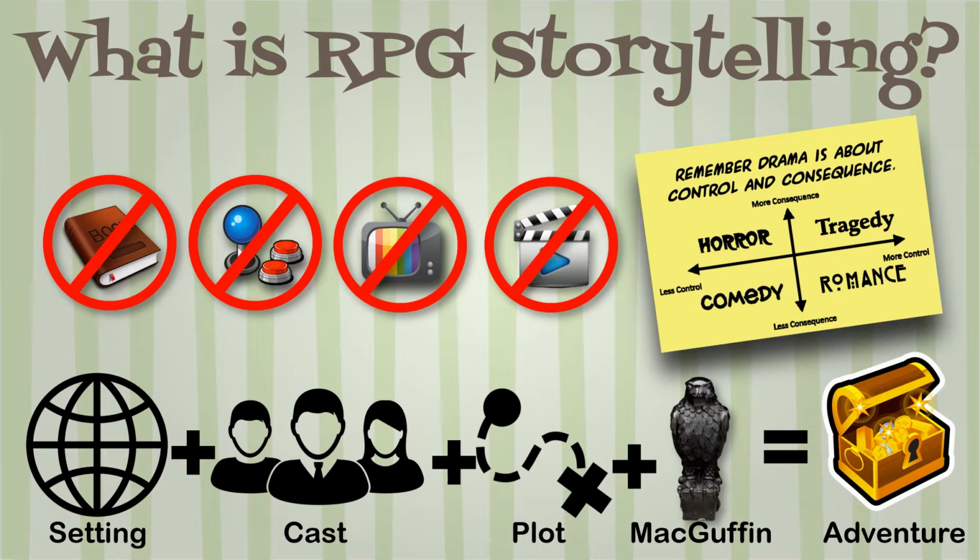You may remember from my video about Make RPGs Funny that two of the primary axes of drama are control versus consequence. Vertically is more consequence versus less consequence. Horizontally is less control versus more control. When the characters have more control, the tone becomes tragedy or romance depending on the consequences, death or happy ever after. When the characters have less control, the tone becomes horror or comedy depending on the consequences, death or benign failure.